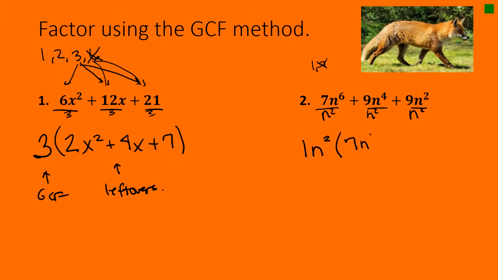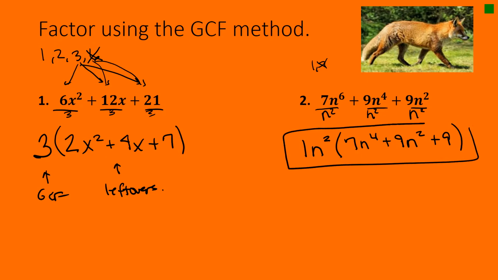6 minus 2 is n to the 4th. 9 divided by 1 is 9. 4 minus 2 is n squared. 9 divided by 1 is 9. N squared, or 2 minus 2, is 0. So there is your solution. Remember, GCF, leftovers.